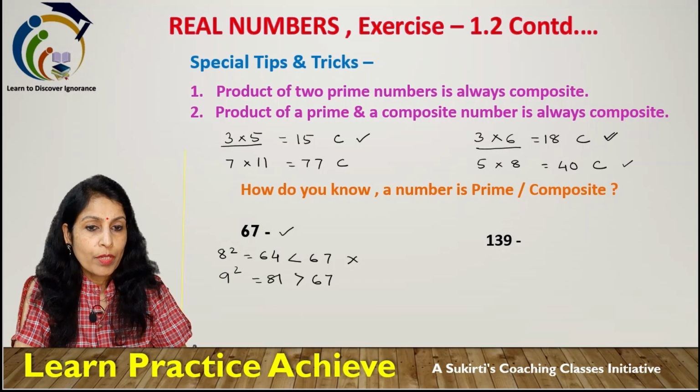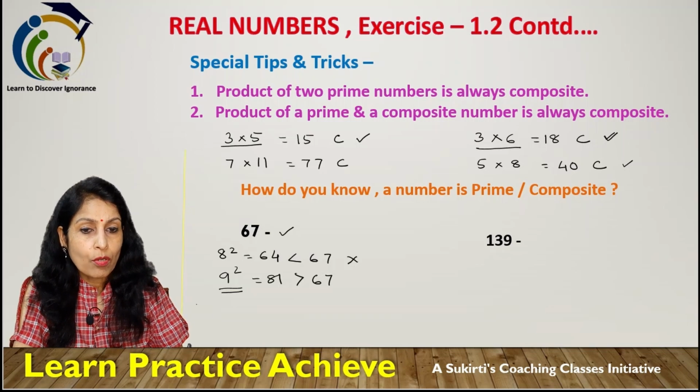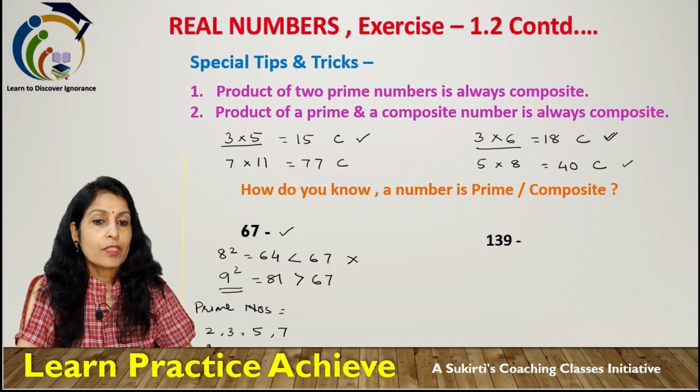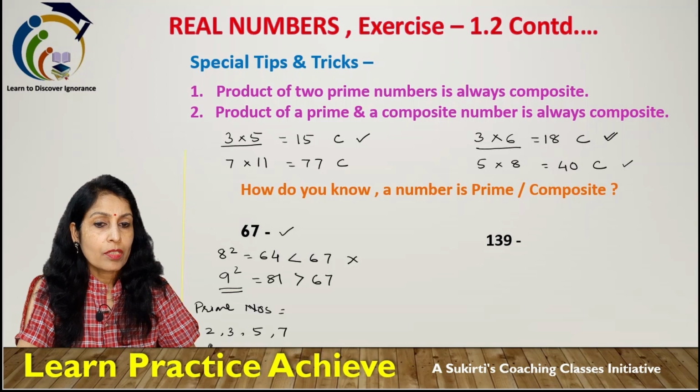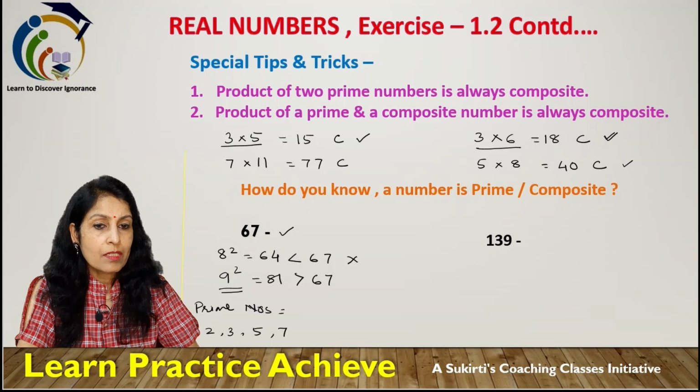Now, because we have taken 9 square, we have to find out all the prime numbers below 9. The prime numbers below 9 are 2, 3, 5 and 7. Now check whether 67 is divisible by 2 or not. 67 will not be divisible by 2 because the last digit is 7. And it is not divisible by 3 because 6 plus 7 is equal to 13, and 13 is not divisible by 3. Now again last digit is 7, so it will not be divisible by 5. And in the table of 7, 67 is also not coming.